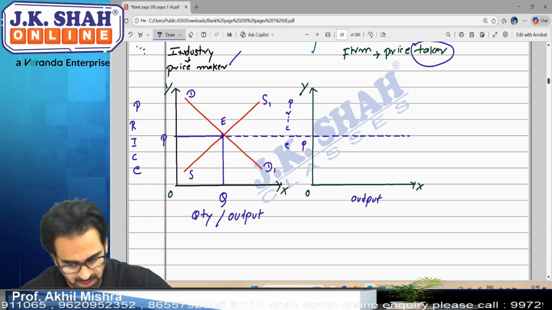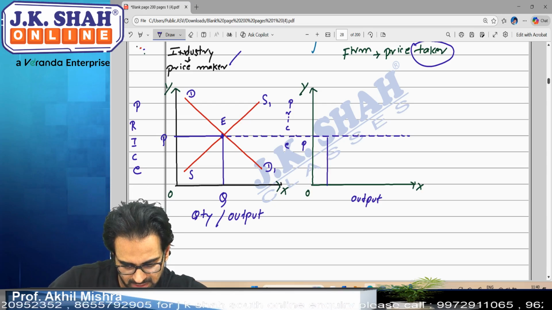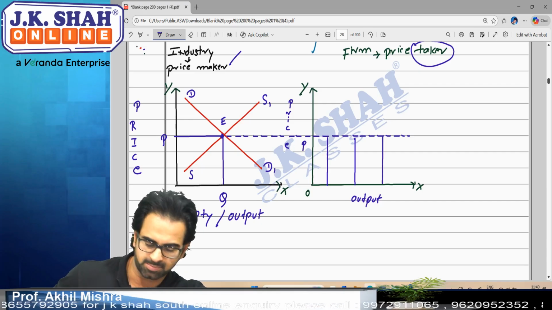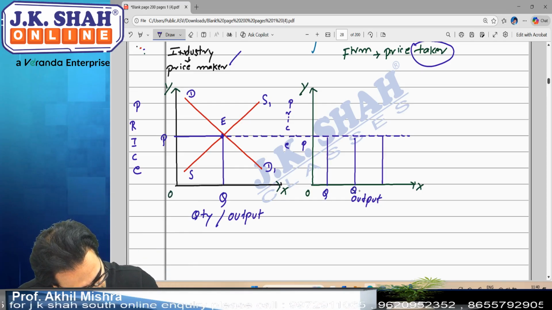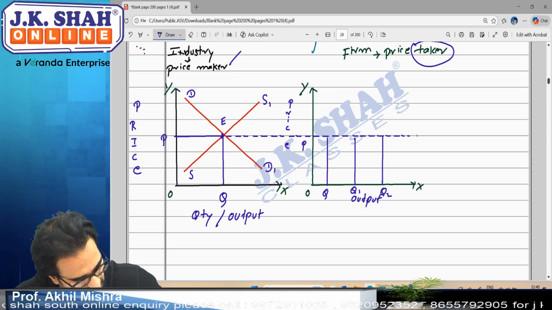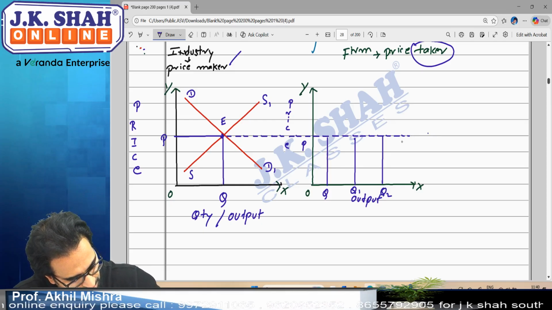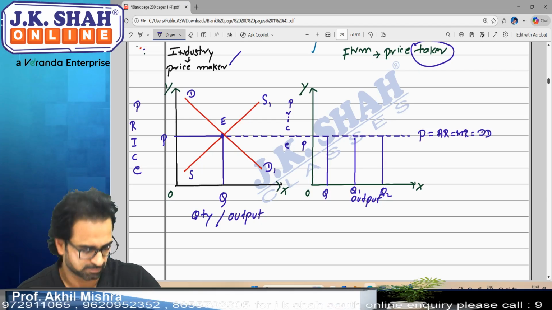So now, at this price OP, there will be infinite demand, whatever demand happens at the same price OP. So you can say OQ demand at the same price, OQ1 demand at the same price, OQ2 demand at the same price, and likewise. So this is a demand line, okay? Because of the same price, and you know that in a perfect competition market, price is equal to AR equal to MR and is equal to demand. Understand?